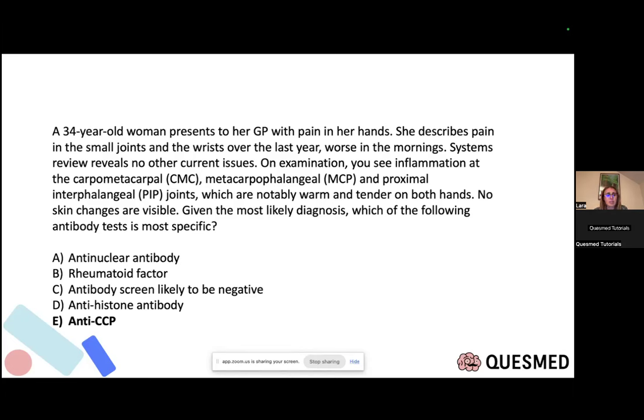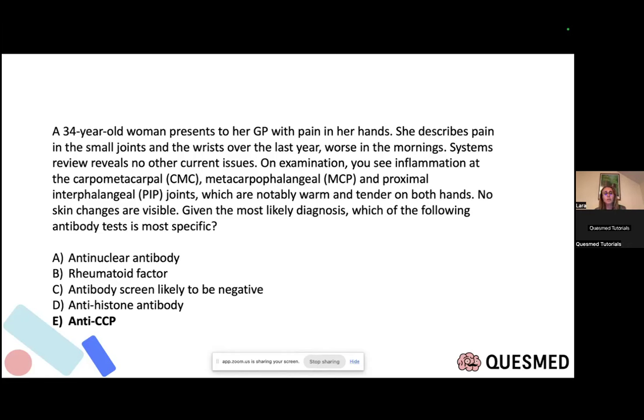For those who put A, anti-nuclear antibody, or for those who put rheumatoid factor, I think maybe what you misread was what is the most specific. We'll talk a little bit more about specificity and sensitivity in the later slides. But essentially, anti-CCP is much more specific for rheumatoid arthritis than rheumatoid factor. If you had a room of 100 people, all of which had rheumatoid arthritis, rheumatoid factor is more likely to be positive in more of them than anti-CCP. But if you had a room of 100 people who didn't have rheumatoid arthritis, the chance that they're anti-CCP positive is much less likely. So actually, anti-CCP is much better at, for example, ruling things out. So that's basically what the specificity and sensitivity tells us.